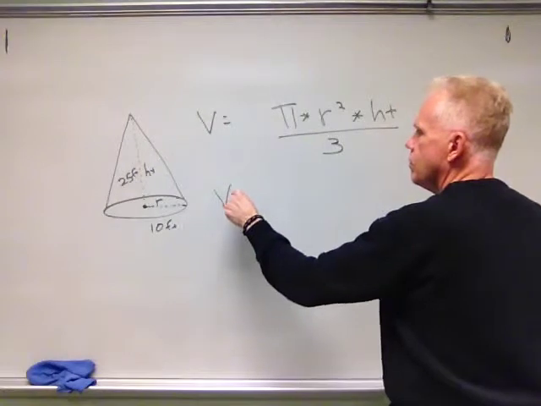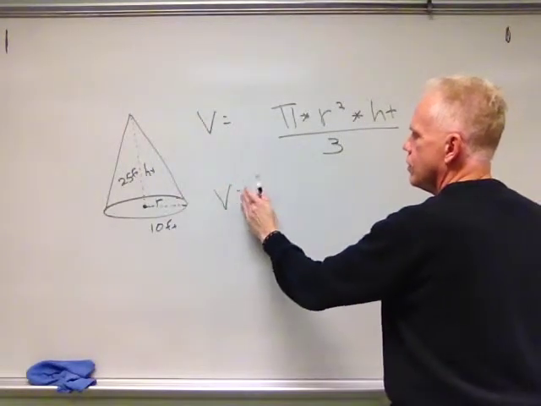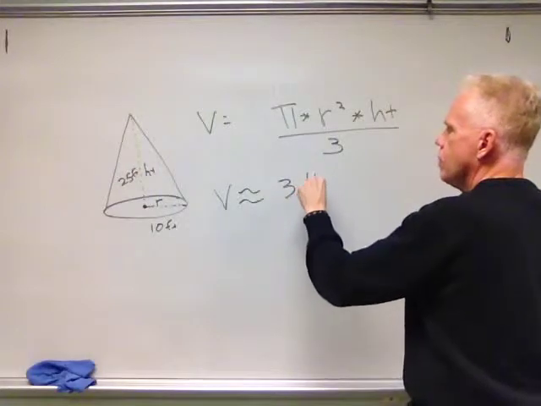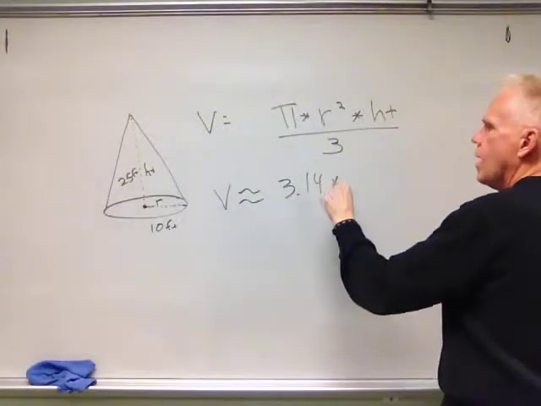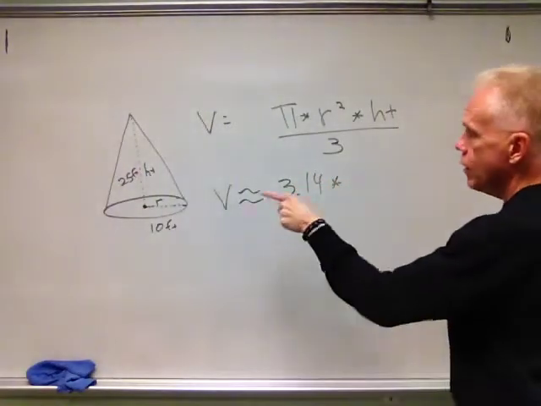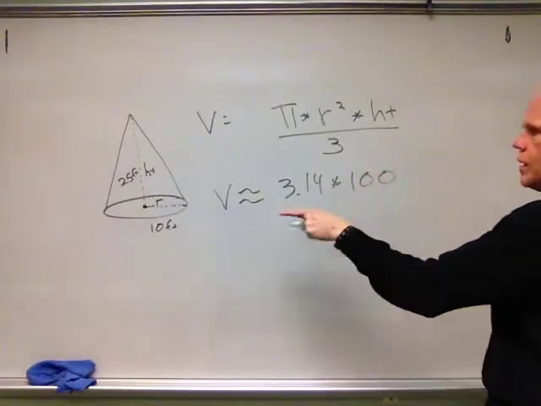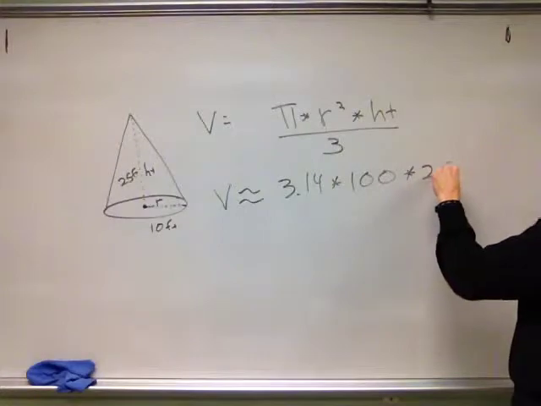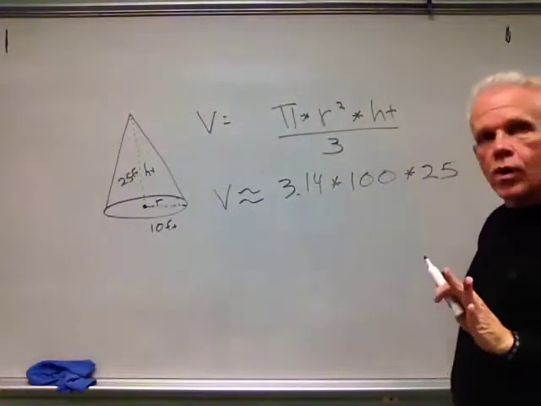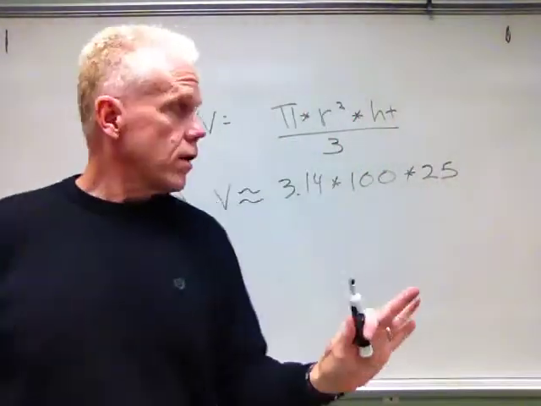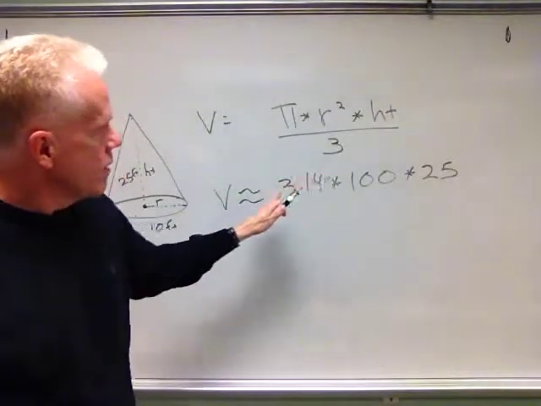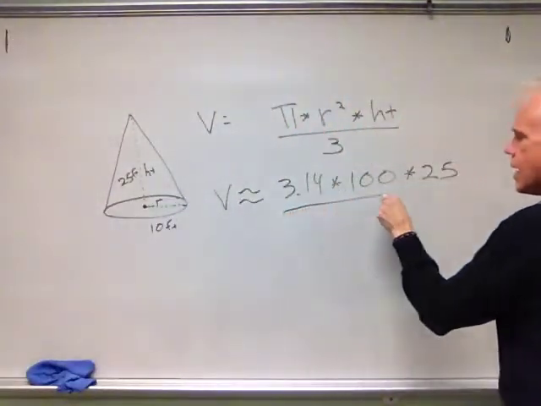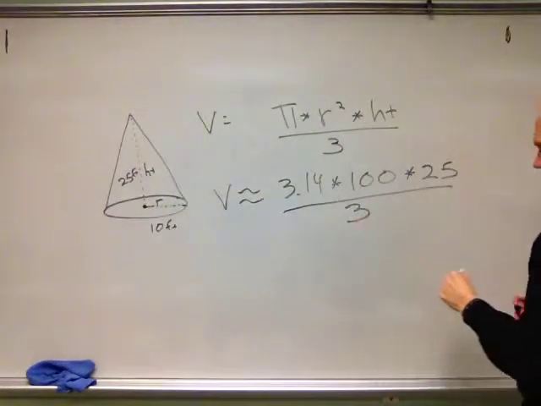So the volume of this cone is going to be approximately 3.14 times the radius squared. That's going to be 10 times 10, which is 100, times the height of 25. Once we've finished all that math work, we take that bit and divide it by 3. So we're going to put this right up over a 3.